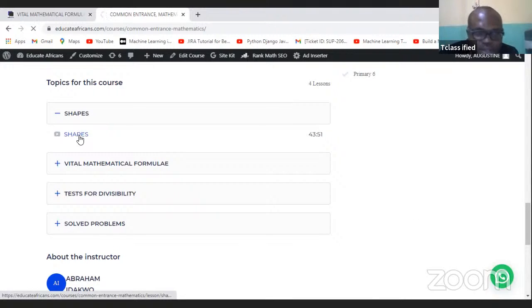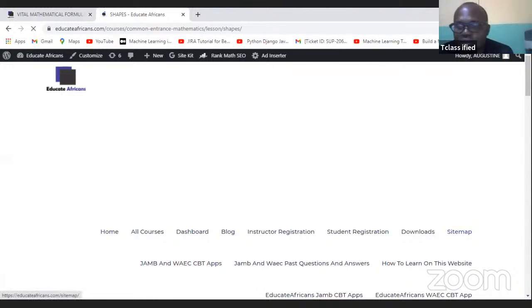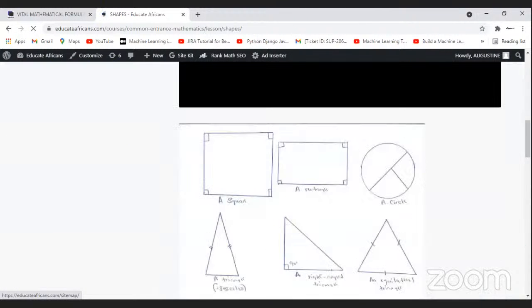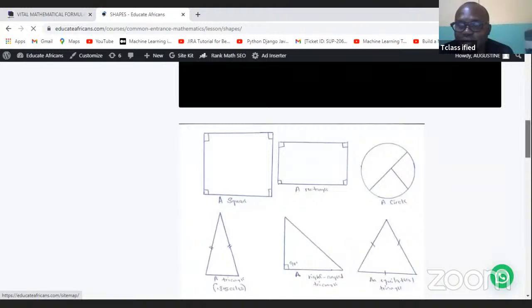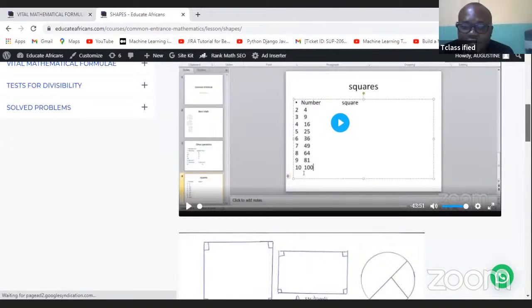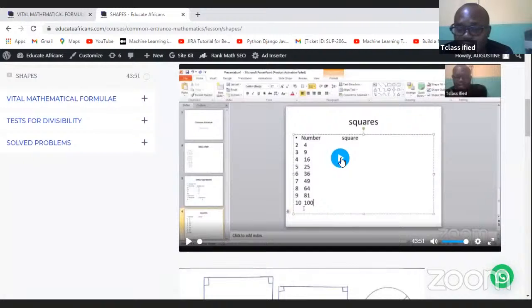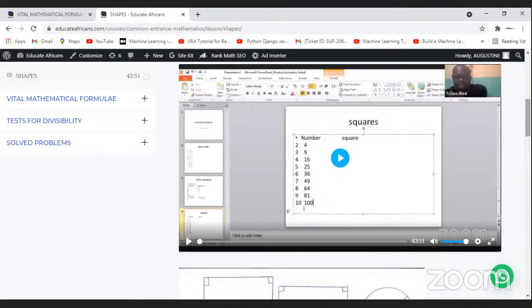So I'm going to open up shapes. Why I want to open up shapes is because I want to show you the area of the shapes. Rectangle. Yeah, I want to show you the rectangles. Good. So if you go back to Educate Africans now, you'll see the video of what I already taught you, the class we had the other time. So if you want to replay it and learn again, you can play it. This is the video because while I'm teaching you, I'm also recording it. Do you remember we did something about squares, addition, subtraction, and the rest? Can you remember? Yes, sir. Okay, so all those are already on this platform already.